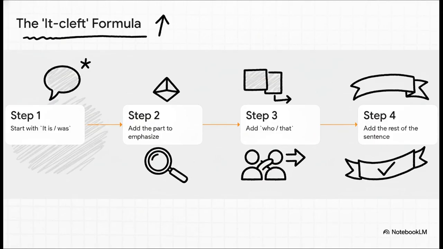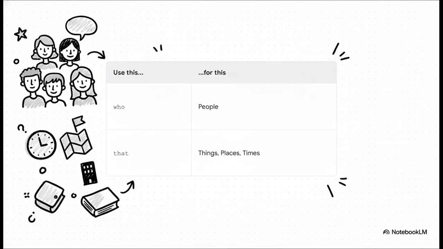First, you start with it is or it was. Then you drop in the piece you want to highlight. Third, you add who or that. And finally, you just finish it off with the rest of your original sentence. That's it. So you're probably wondering, when do you use who versus that? The rule couldn't be simpler. You use who for people, and you use that for basically everything else. We're talking things, places, times, you name it.